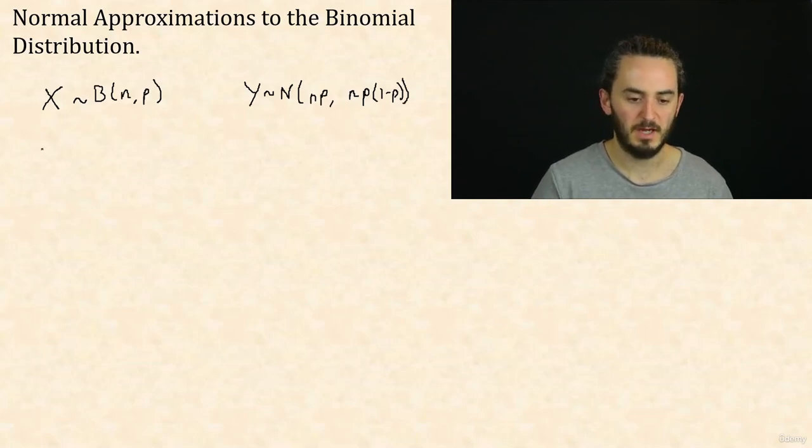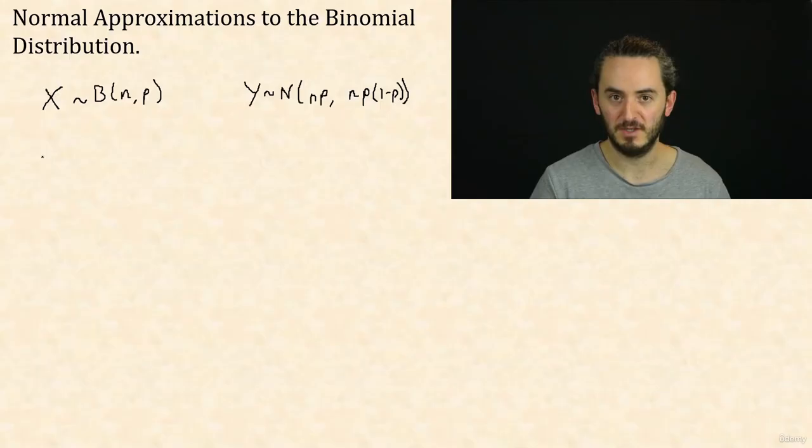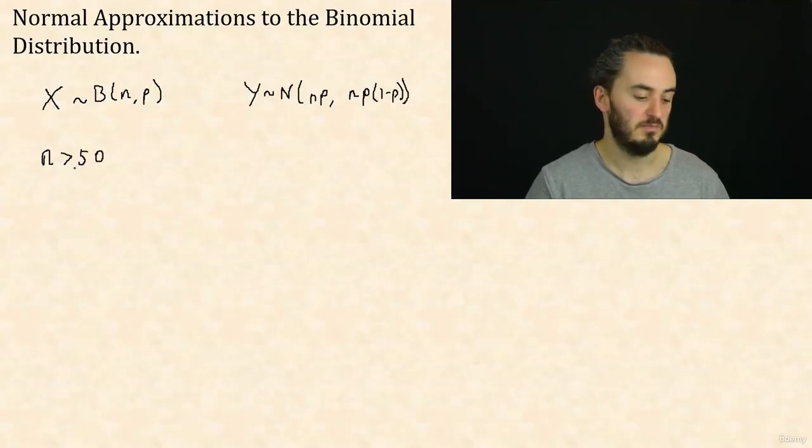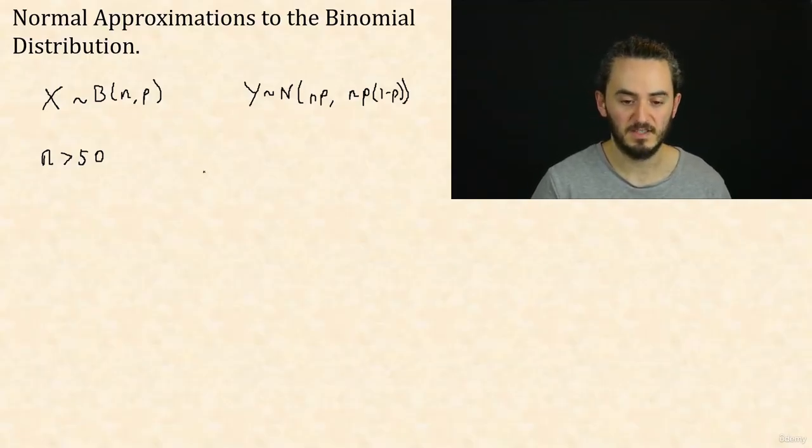Well, there's no hard and fast answer, because essentially the bigger the better. But as a rule of thumb, if n is bigger than 50, then you definitely should be using an approximation. How close to 0.5 does p need to be? Again, the closer to 0.5, the better. But you might say if p is between 0.35 and 0.65, you should be fine.